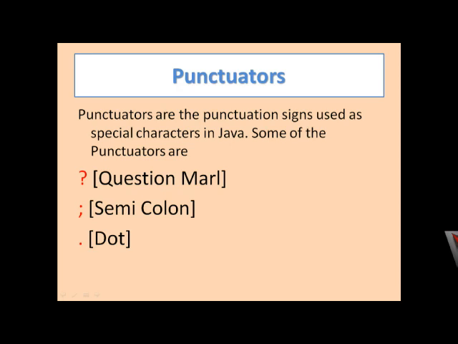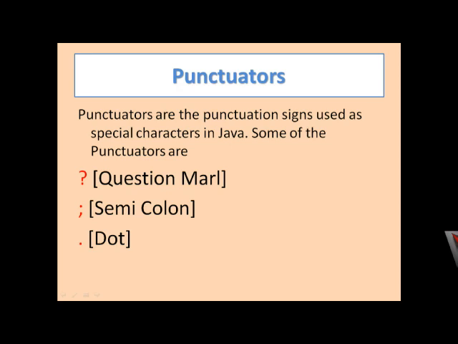Let's look at the next token, which is punctuators. Punctuators are the punctuation signs used as special characters in Java. Some of the punctuators are, first, the question mark, next the semicolon, and last the dot. Please don't go by what is written in brackets. It is the symbol, the red-colored one: the question mark symbol, the semicolon symbol, and the full stop or dot symbol.